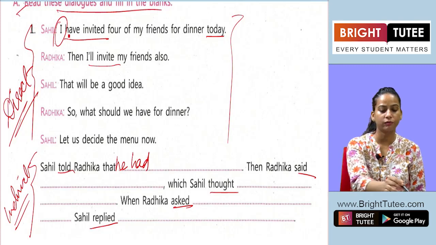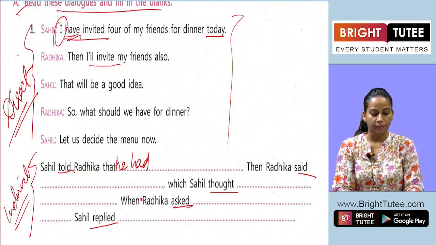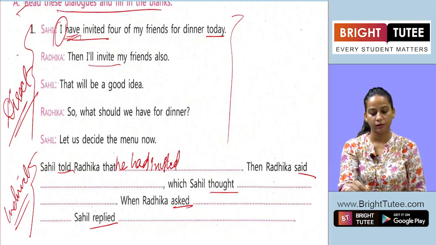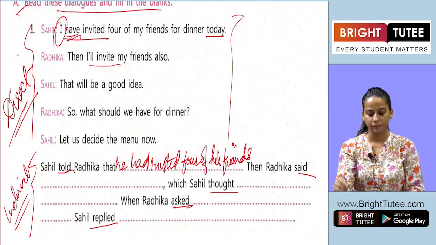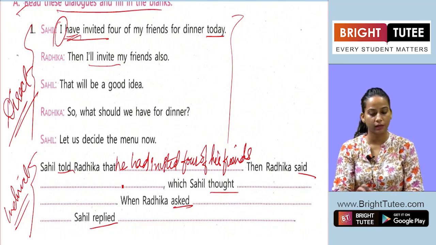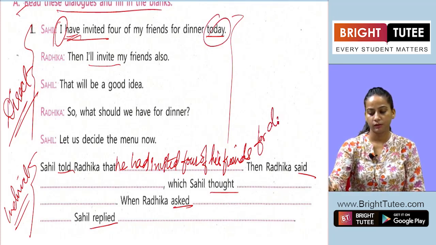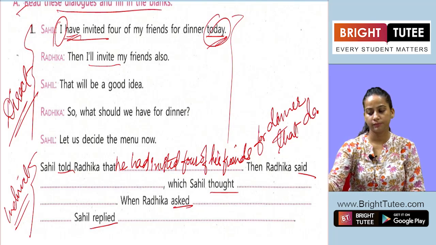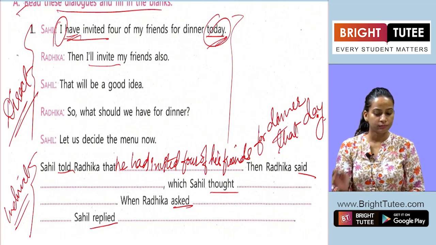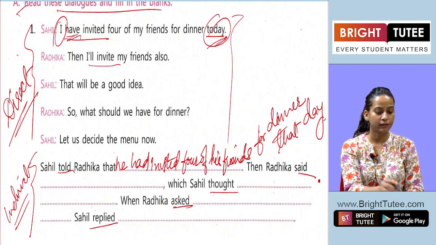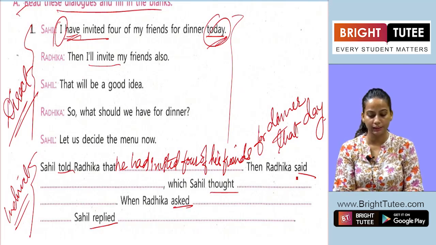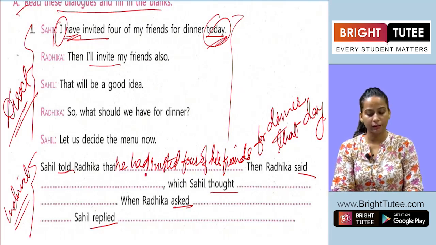He had, and this will change to past perfect. He had invited 4 of his friends for dinner that day. Dinner today will change into that day. Clear? Next one. Then Radhika said, then I will invite my friends also. So we have to mention accordingly. Radhika said she would then invite her friends also.